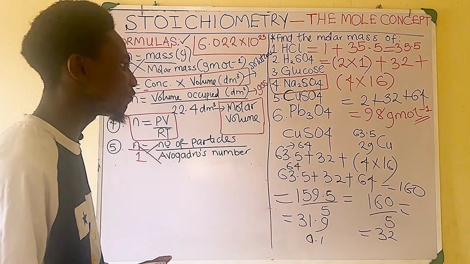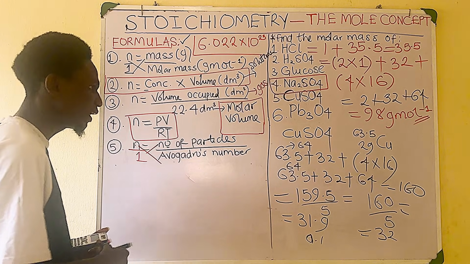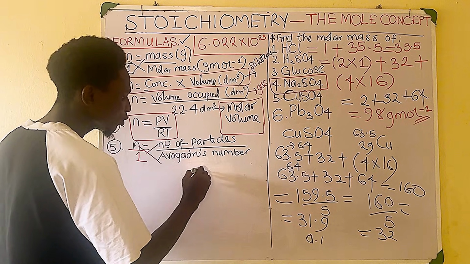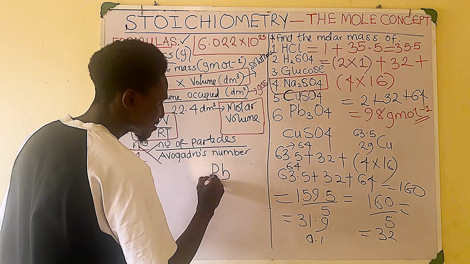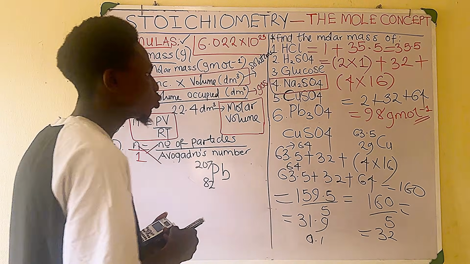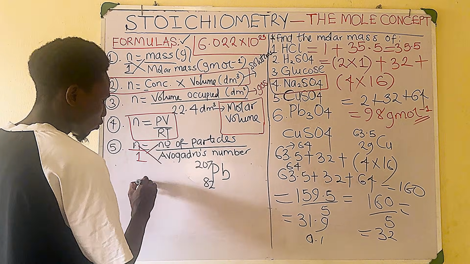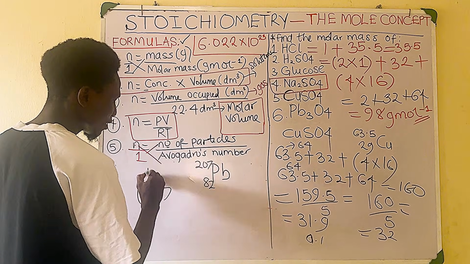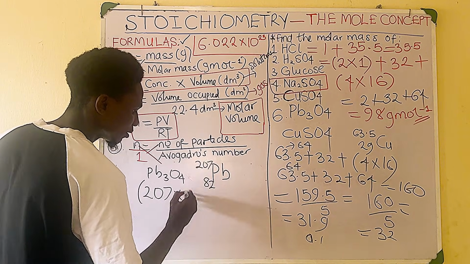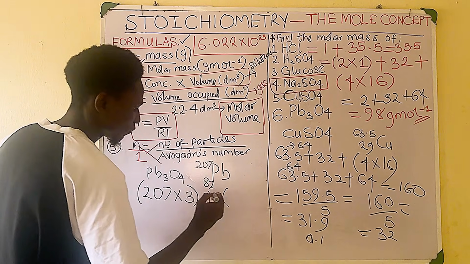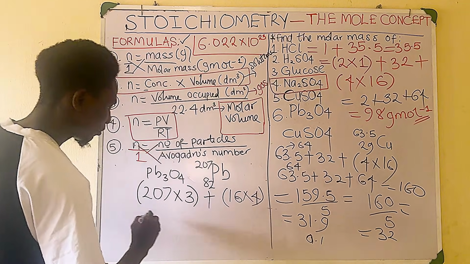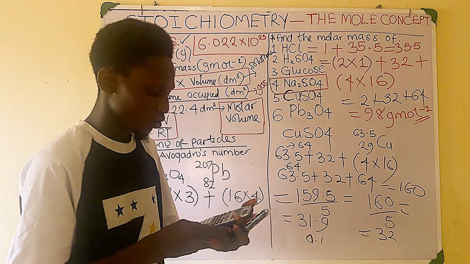Now, Pb3O4. What are you doing here now? You have lead and oxygen. So you must first know that lead is 82 and 207. I told you guys to master it. So that leads us to our solution now. What are we doing? 207, because we have Pb3O4. So 207 times 3 plus, what is the atomic mass of oxygen? 16 times 4. So from there now, you can punch it in a calculator.